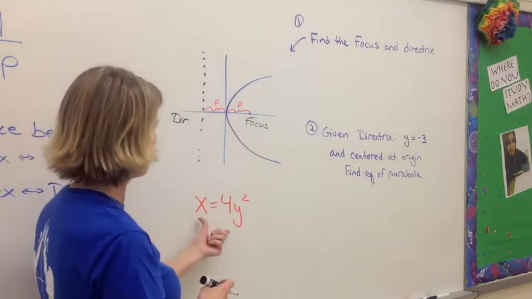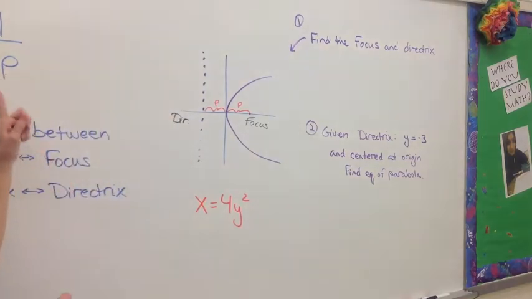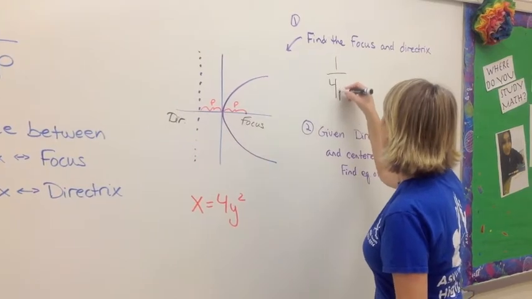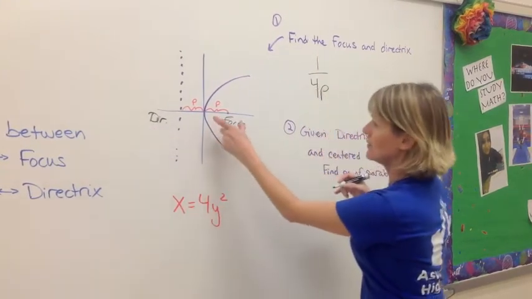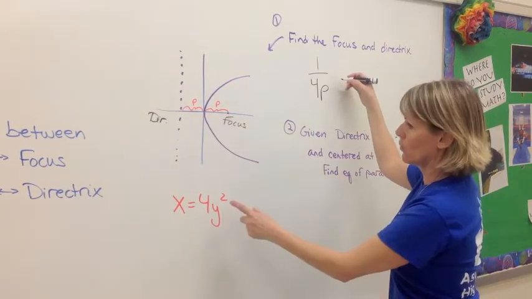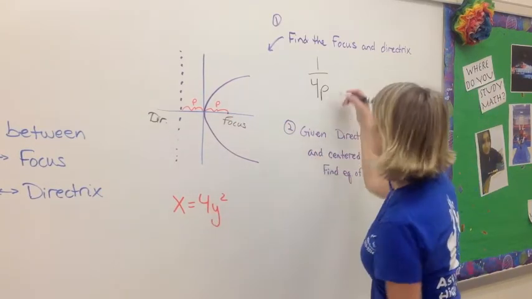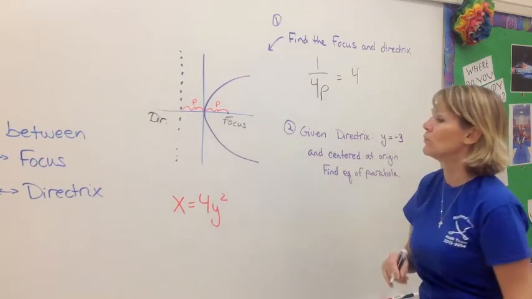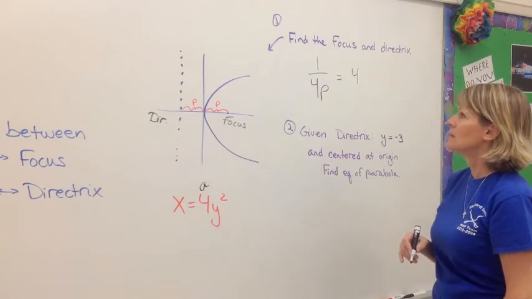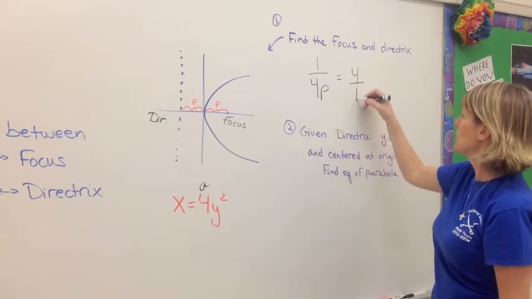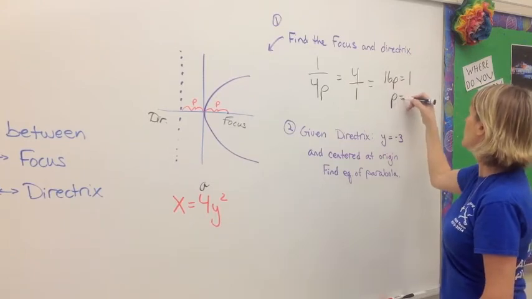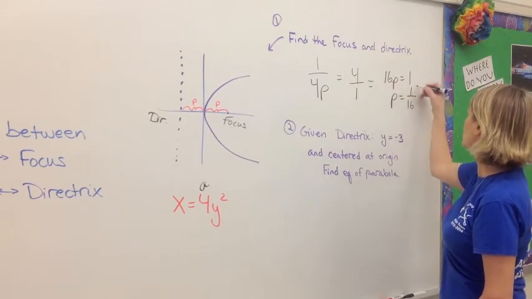Okay? So the first thing I need to do is I'm going to set 1 over 4p, because my absolute value of a is 1 over 4p. So the absolute value of 4 is just 4. So I'm going to set that equal to 4, because this is my a value, right? Okay, and all I need to do is cross multiply and solve. So this is going to be 16p equals 1, or p equals 1 over 16.